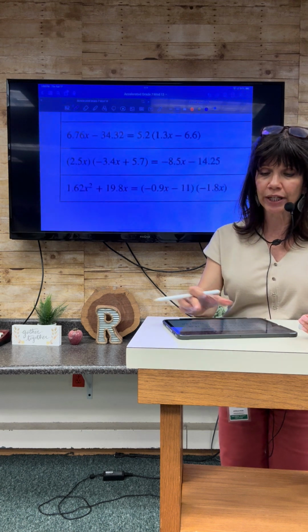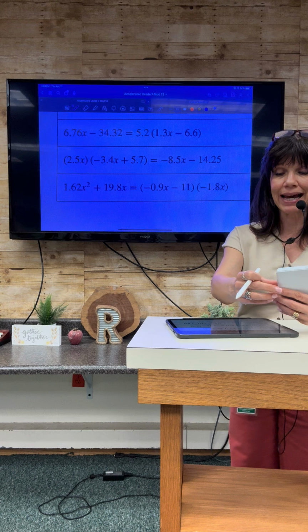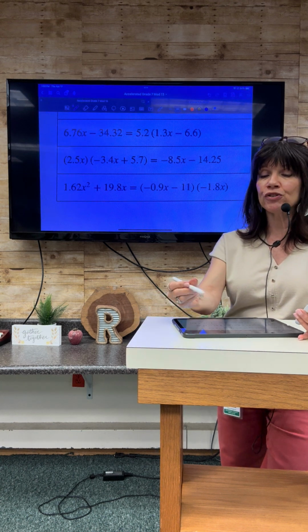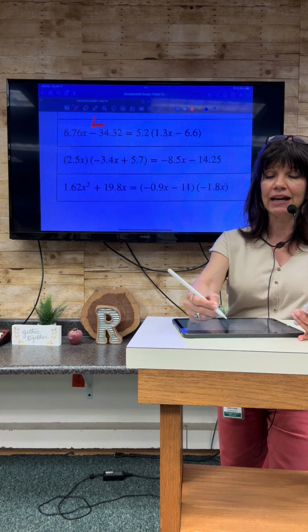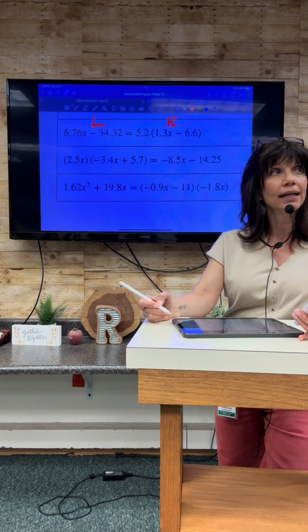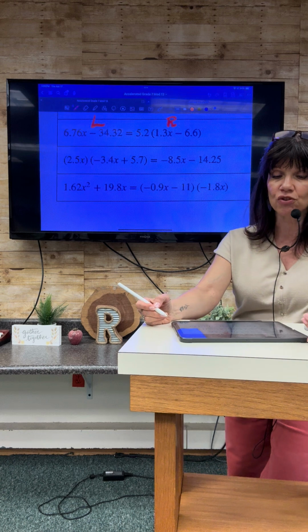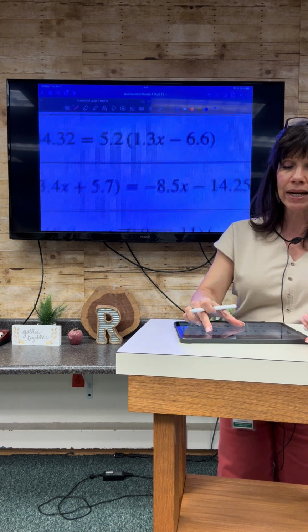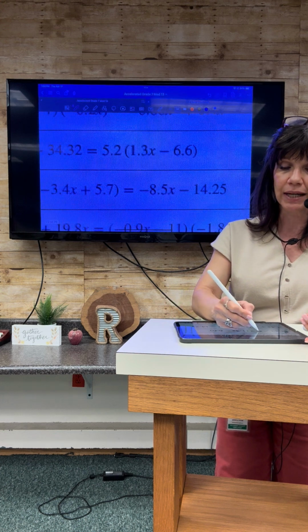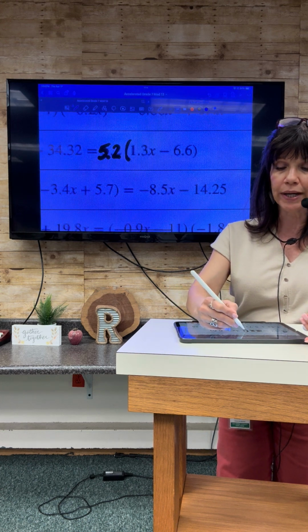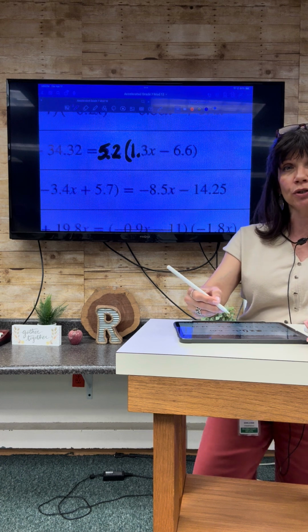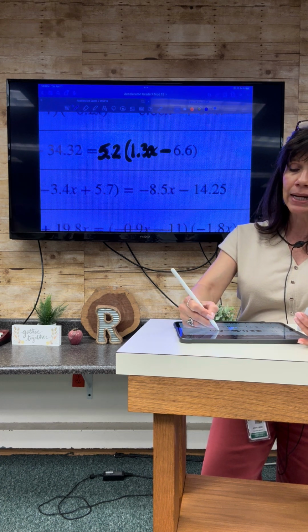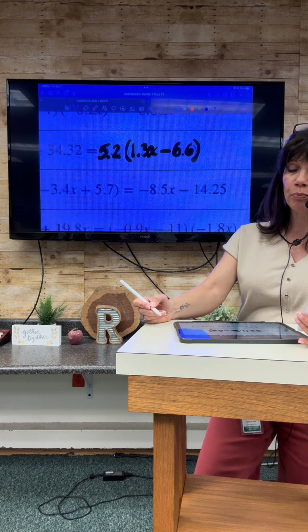On number 32, it shows 6.76x minus 34.32 equals, which side are we simplifying this time? Is it the left side or the right side? It is the right side. The left side is already simplified. So now I'm going to go and ask what number is getting multiplied by everything in parentheses. 5.2. Class, please write 5.2, beginning parentheses, 1.3x, take away 6.6, ending parenthesis.